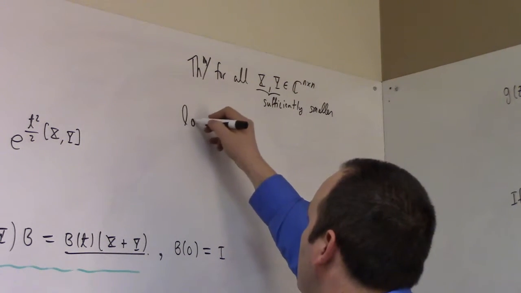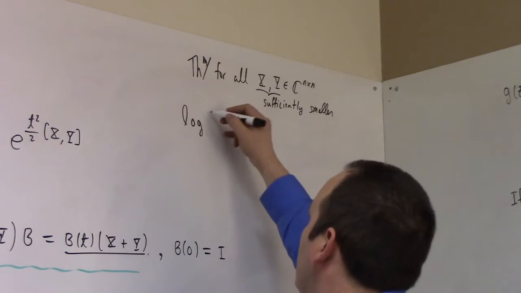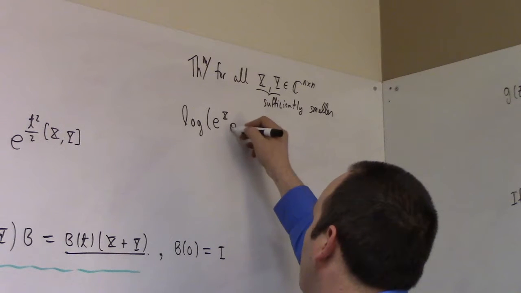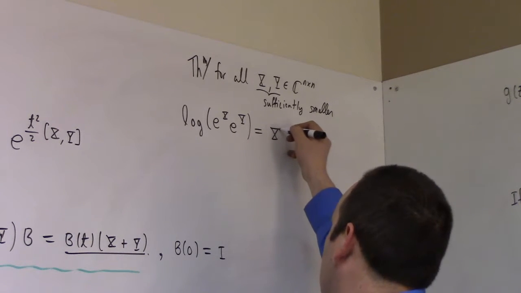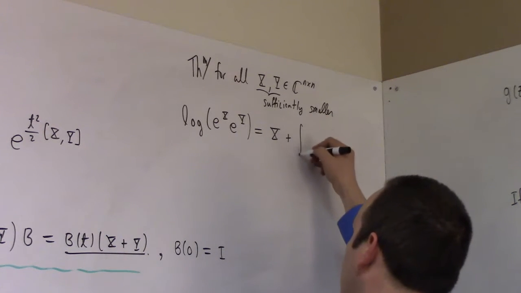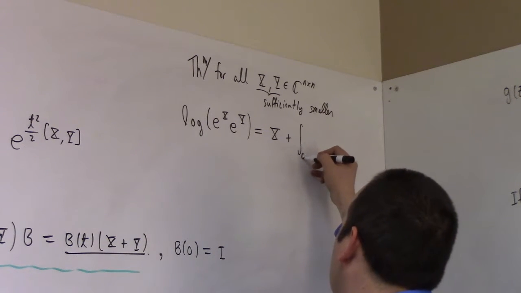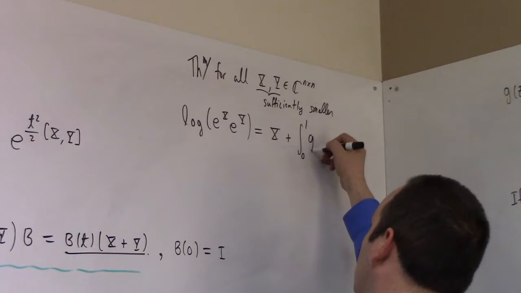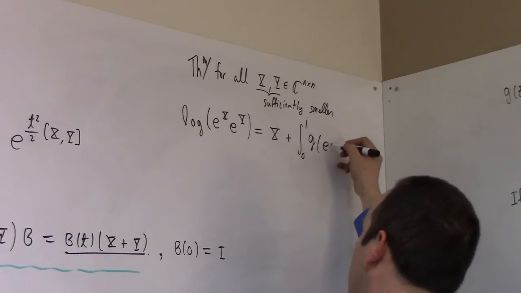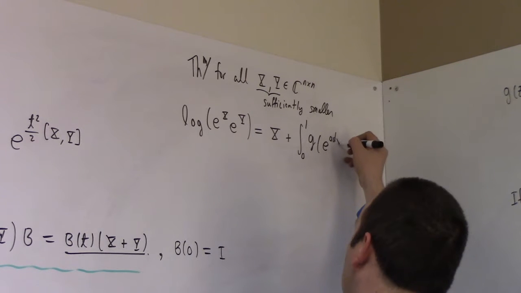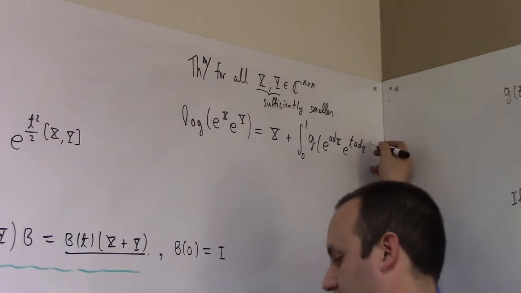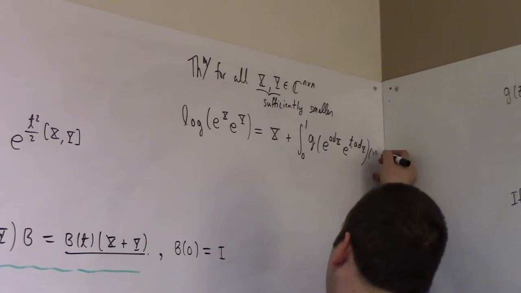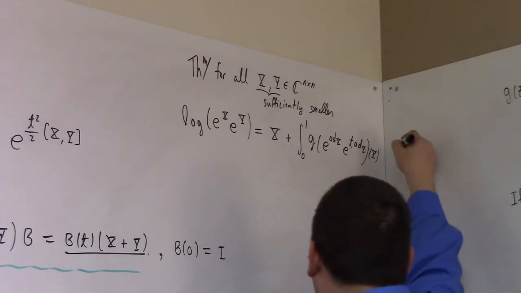Here it is. Well, log of e to the x, e to the y is equal to x plus the integral from 0 to 1 of g of e to the little adjoint of x times e to the t little adjoint of y, acting on y, dt.